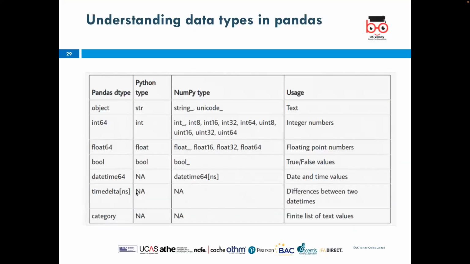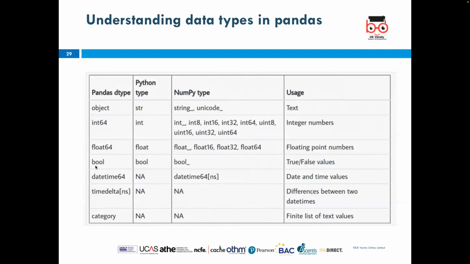So the next example is understanding data types in pandas. So we have pandas data type, Python type, NumPy type, and usage. We have object, string, Unicode, and text. Int64, we have int, among other things. These are examples of the data types in pandas, in Python, and the usage.